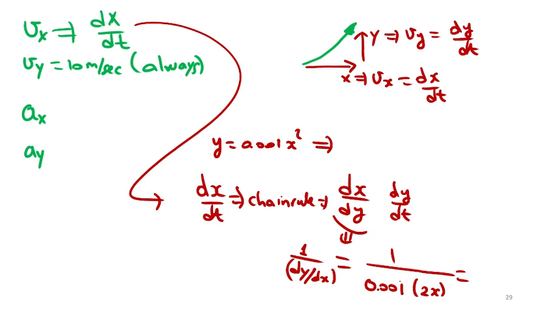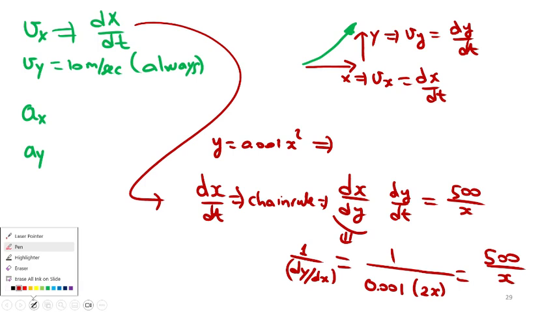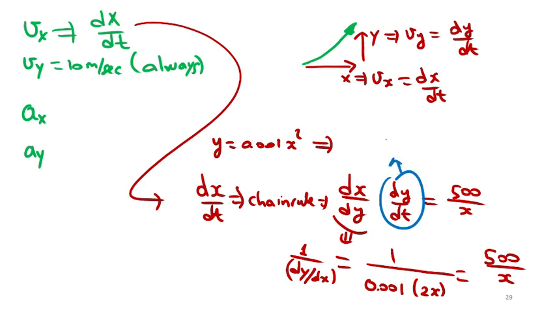Okay. And then that will be equal to 10 to the power of negative 3, and it will be 10 to the power of 3, and divide by 2, it will be 500 divided by x. Okay, this is the derivative. And then I will replace it back here. So it will be 500 by x times dy by dt, and dy by dt I just showed here, it is the velocity in y direction. This is the vy, and then that's equal to 10 meters per second, which is constant, times 10.